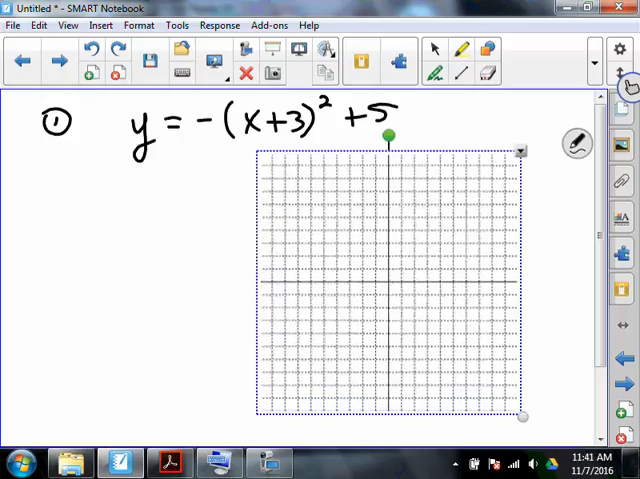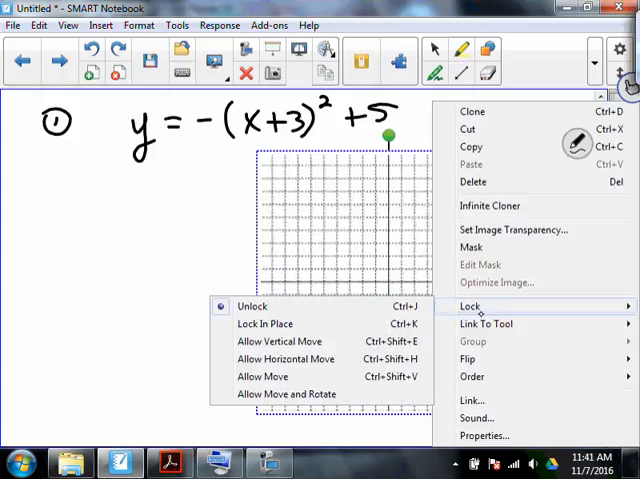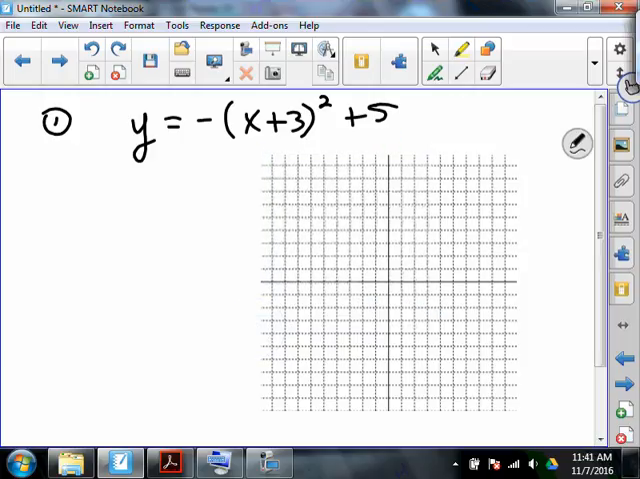So let me make this big enough. With one like this, the directions will say, in the space provided, graph the function and label the vertex. So my vertex is (-3, 5).